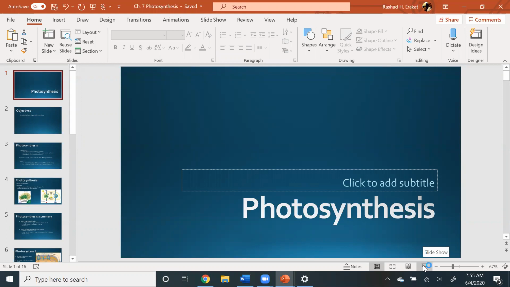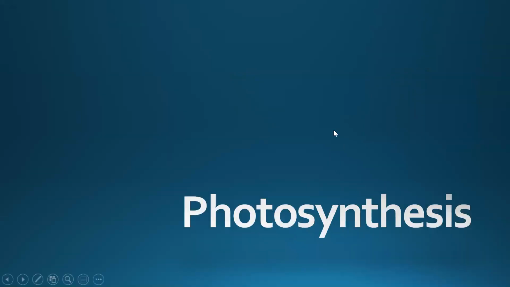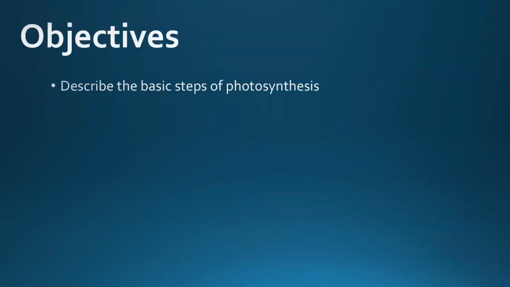Welcome back to chapter 7, and the topic is going to be photosynthesis. So we went over cellular respiration, and we said that there were going to be a couple of overlapping concepts that we're going to be seeing in photosynthesis also. So I just wanted to do a brief introduction to photosynthesis and then go over the basics that you need to know. So basically, your objectives are obviously just describe the basic steps of photosynthesis.